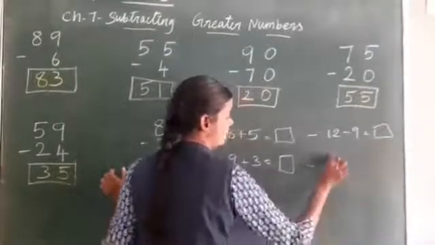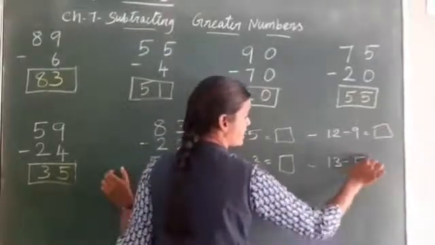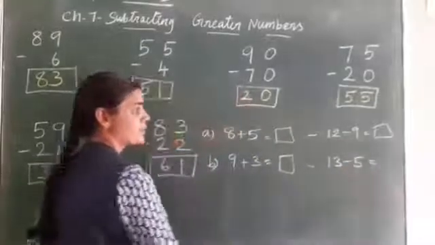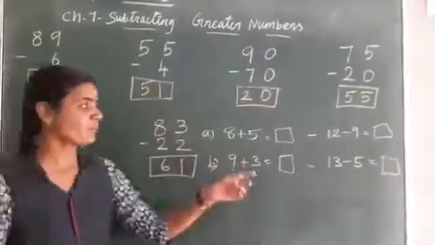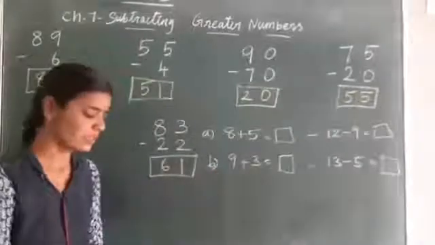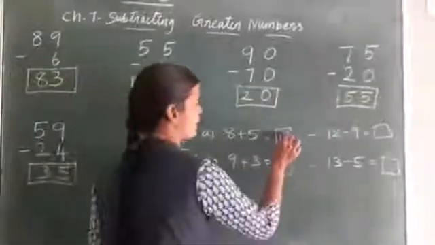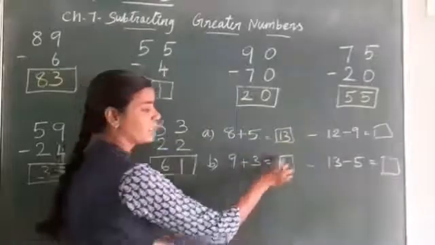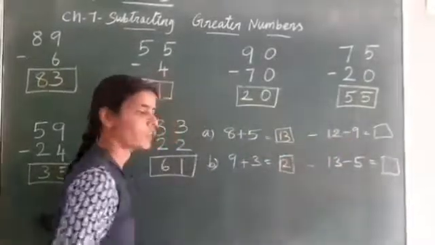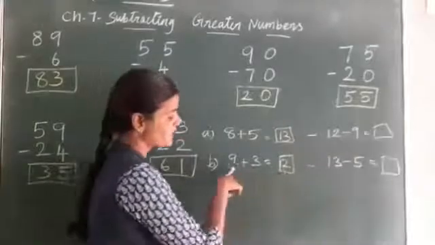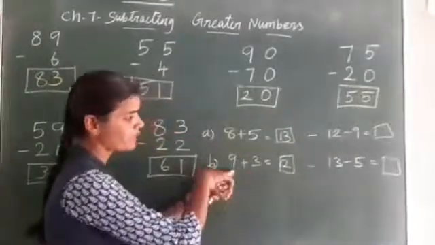Next. 30 minus 5. Like this, if a sum is given, see here. 8 plus 5. 8 plus 5 what? 13. 8 plus 5 is 13. 9 plus 3 is 12. Using this addition fact, you have to match the subtraction one. So 12 minus 9.